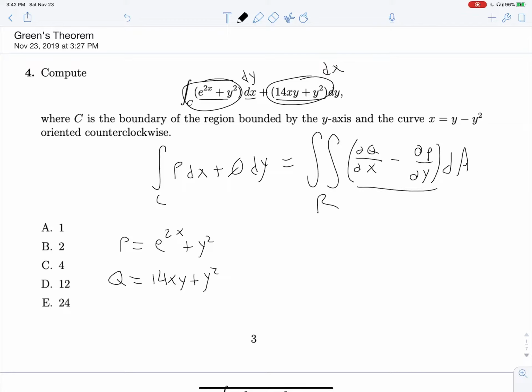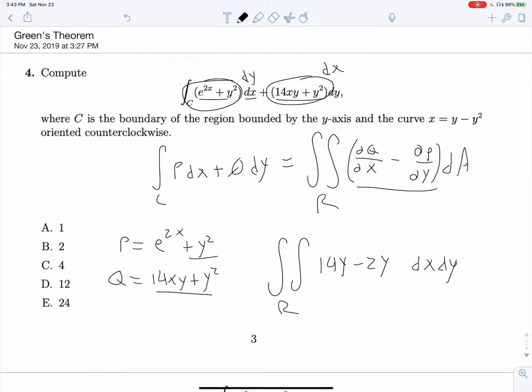So applying Green's theorem over here, we're going to see that this integral becomes a double integral. We don't really know what it's over yet, but we're going to take the partial derivative of q with respect to x. That's just going to give us 14y, and then we're going to subtract the partial derivative of p with respect to y, which is going to give us 2y dA. So now let's fill in this with a dx dy.